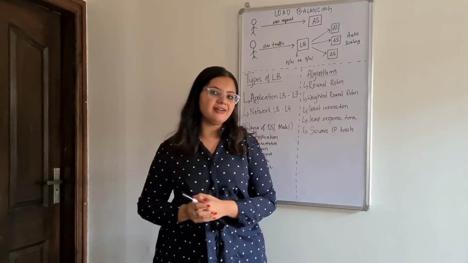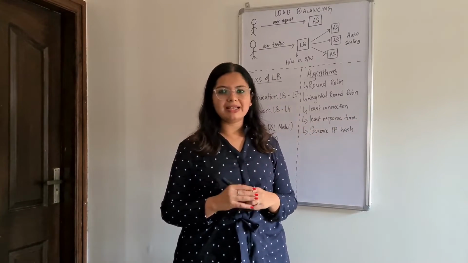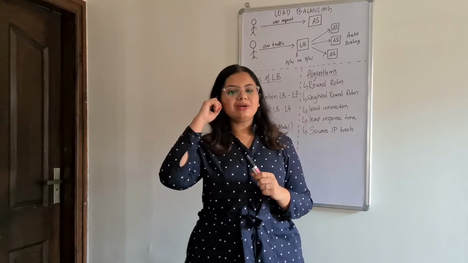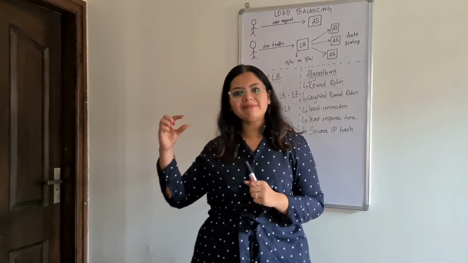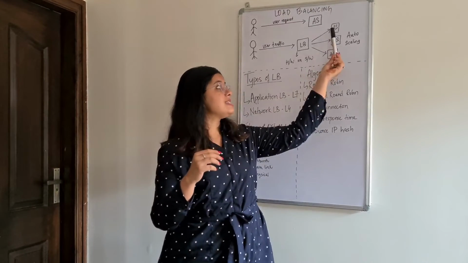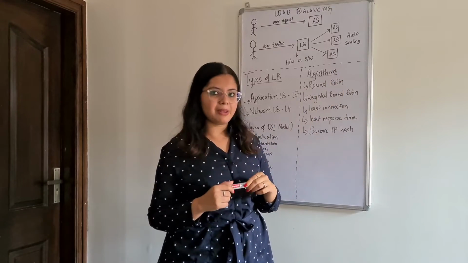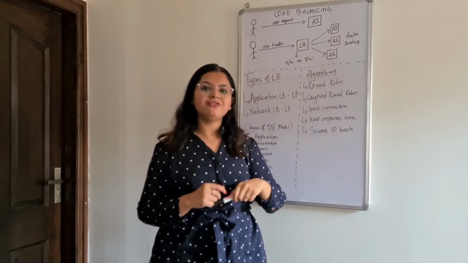Now let's talk about the algorithms and the strategies that are used by these load balancers to forward the traffic to the application or the backend servers. First one is round robin. It's a very simple way where the load is uniformly distributed among all the backend servers. So let's say there are 4 user requests. First one goes to the first application server, second one goes to the second, third one goes to the third, and the fourth one comes back to the first application server.